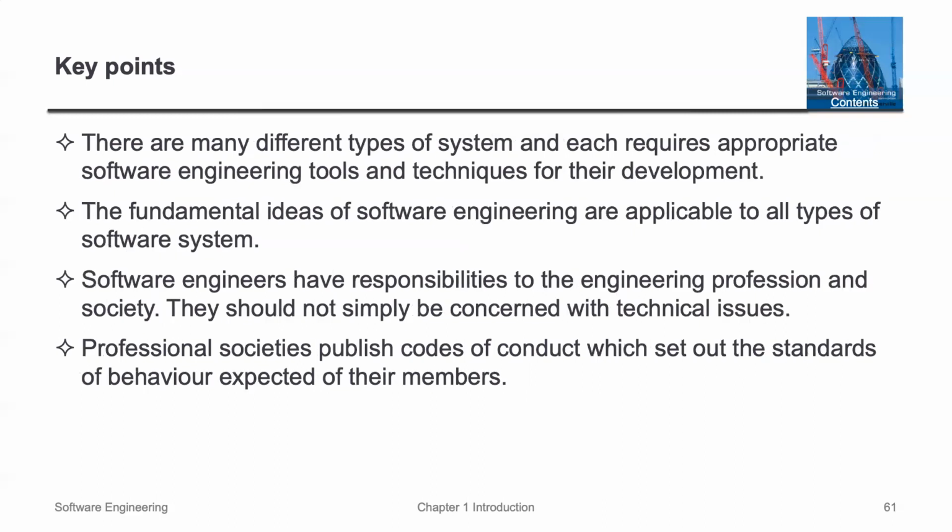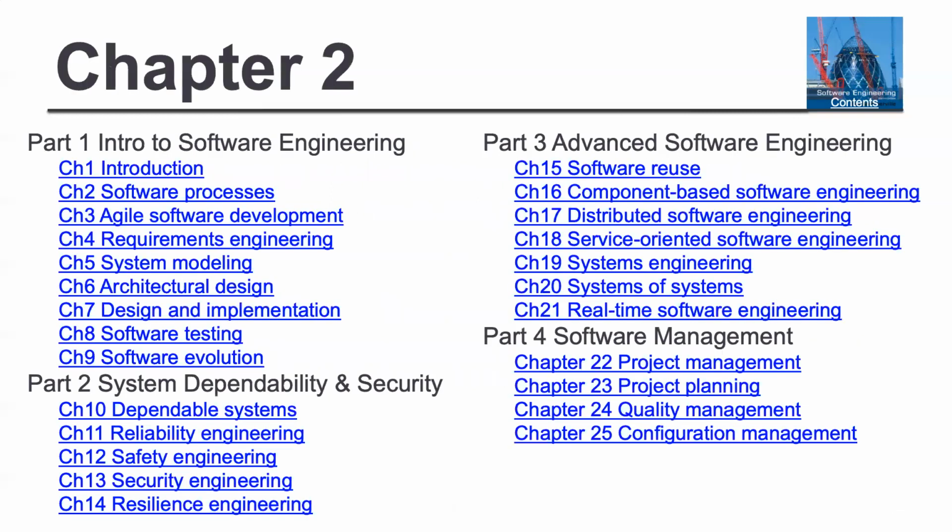Continuing on with some more key points. There are many different types of system, each requiring appropriate software engineering tools and techniques for their development. The fundamental ideas of software engineering are applicable to all types of software systems. And software engineers have responsibility to the engineering profession and society. They should not simply be concerned with technical issues. Professional societies publish codes of conduct which set out the standards of behavior expected of their members. And we showed an example of what that would look like.